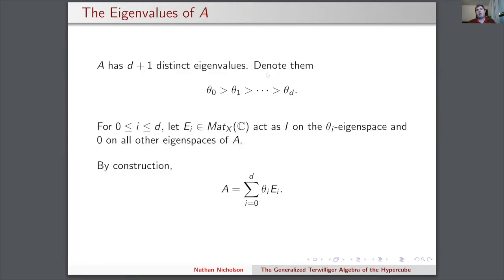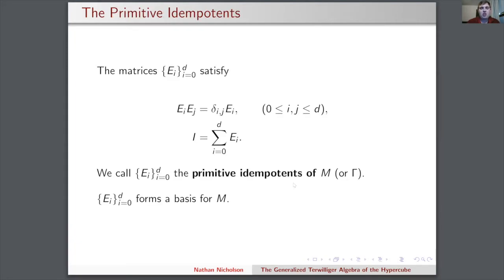And so we denote them in descending order, theta 0, theta 1, etc., through theta D. Now for i going from 0 to D, let Ei in Mat_X(C) be the matrix that acts as the identity on the theta i eigenspace and 0 on all other eigenspaces of A. So by construction, we get that A is equal to the sum i going from 0 to D of theta i times Ei. These matrices satisfy the following two important equations.